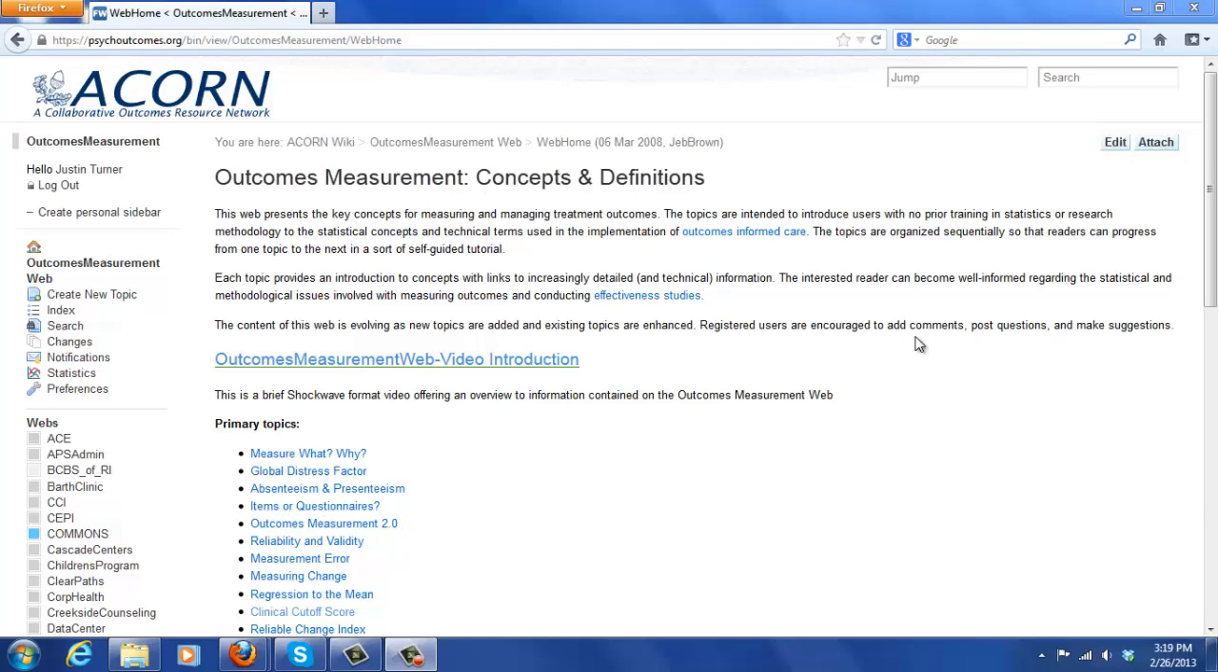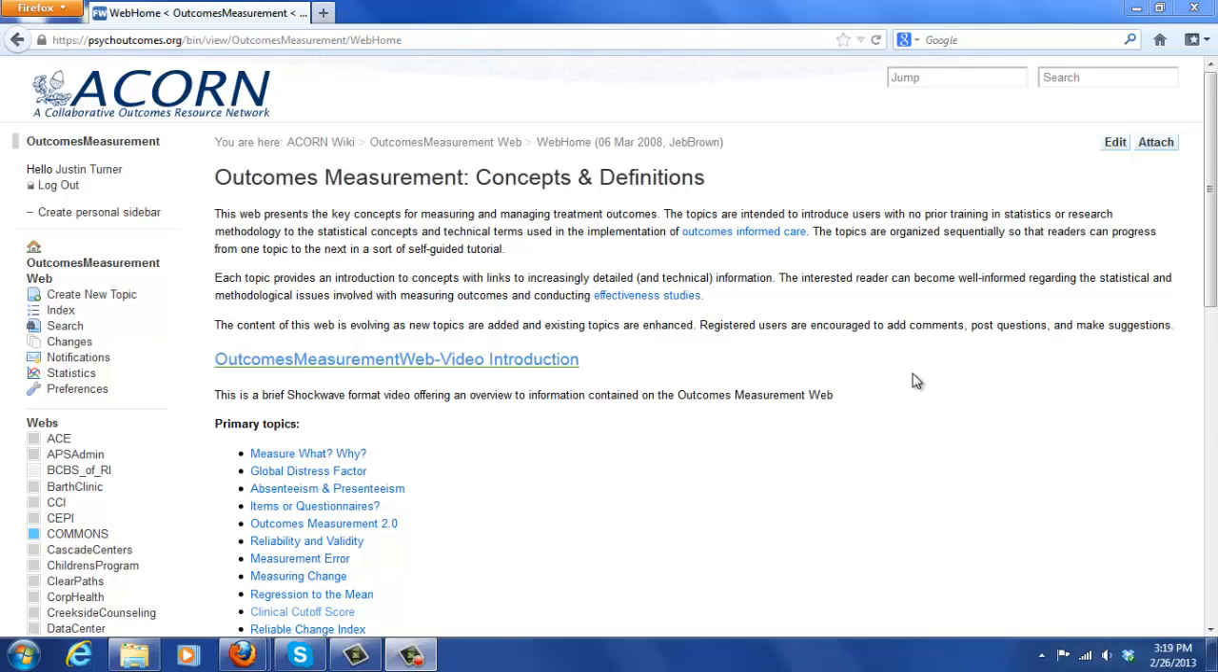The Outcomes Measurement Web is a series of topics organized in such a way as to serve as a self-guided tutorial to discuss major concepts and technical terms associated with measuring and managing treatment outcomes. We've tried to make the information on this web accessible enough to the average clinician, or clinical manager, or administrator, with no particular background in statistics, but with an active interest in learning about outcomes measurement. We also want to provide information that's deep enough with references to published literature and some of the more technical documents that'll deal with statistical methodology.